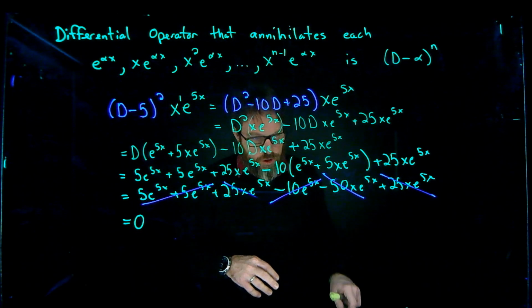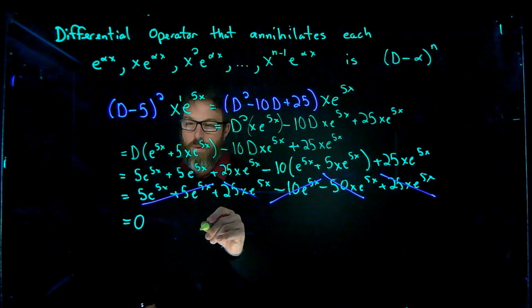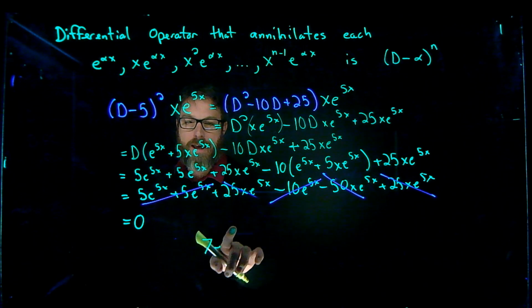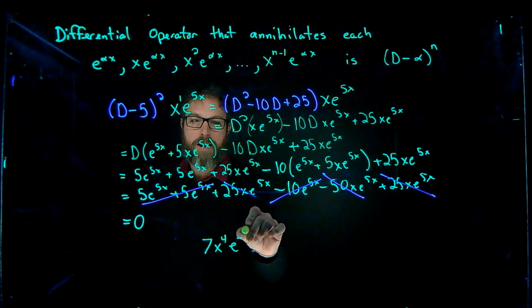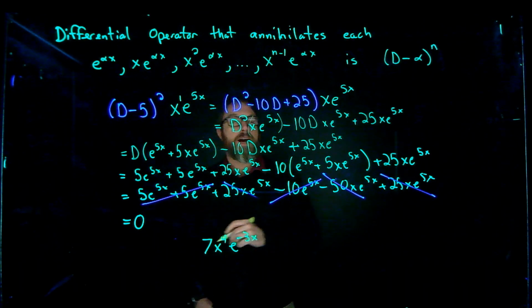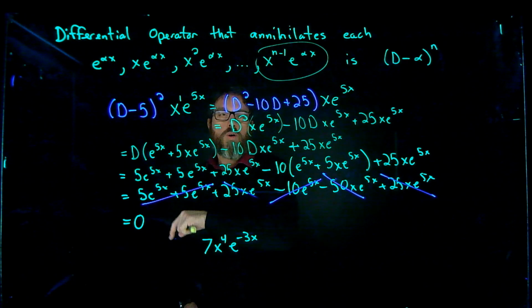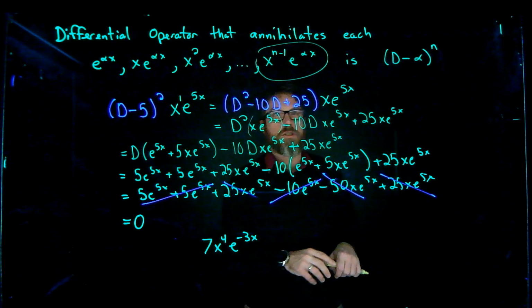All right, so just without verifying it, what if I want to annihilate, say, a 7x to the 4th e to the minus 3x? What if I want to annihilate that thing? Remember, it's of this form. The coefficient 7 doesn't matter. You can always pull out a constant. So whatever makes this 0 will make this thing 0 as well.